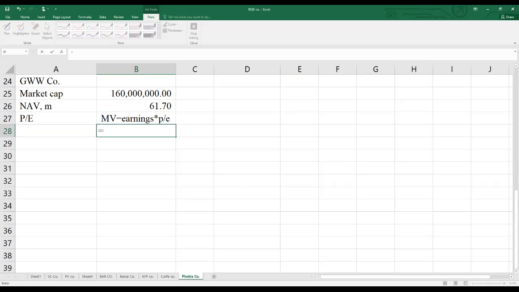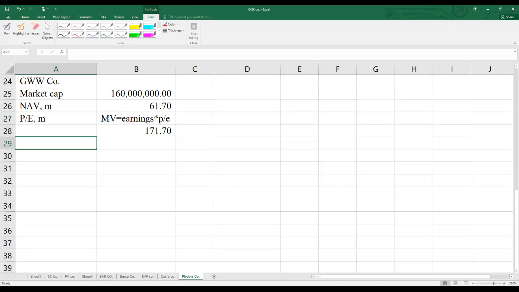Which is equal to the earnings of the company. Do you have the balance sheet, P&L? Yes, in 2012 the company had total earnings of 10.1 million. We multiply by the P/E ratio, and the P/E ratio is 17 times. Therefore, the company market value, in millions, is equal to 171.7 million: earnings 10.1 times P/E ratio 17.